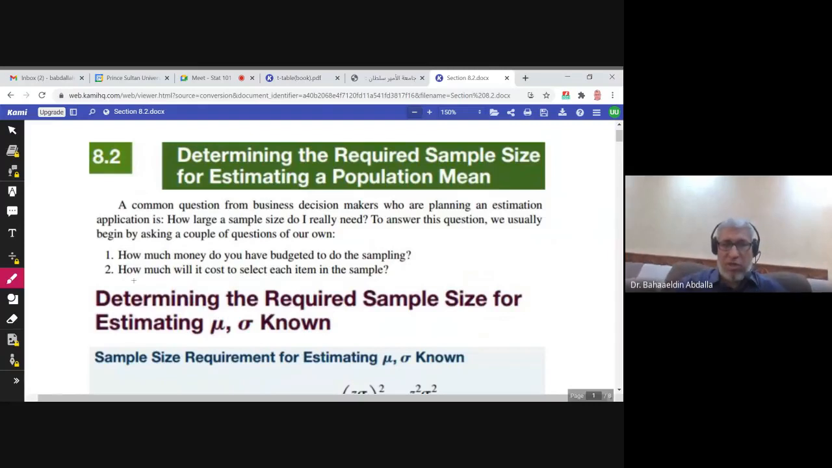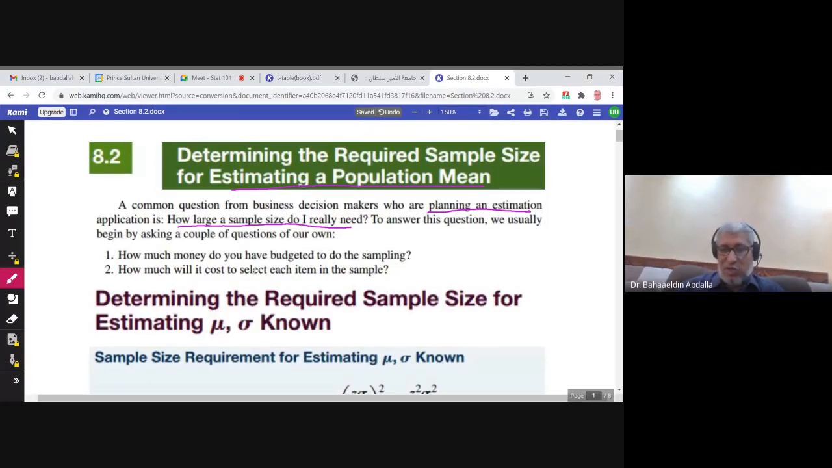This is section 8.2 and it is about determining the required sample size for estimating a population mean. So we need to estimate the population mean. We are planning to estimate the population mean, and we have a question: how large a sample size do we need?